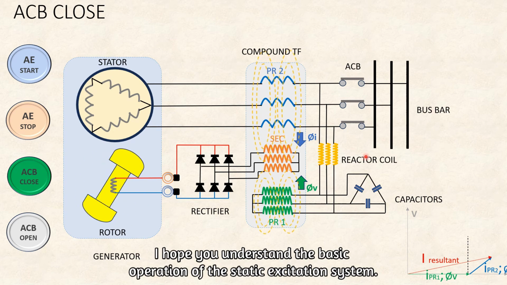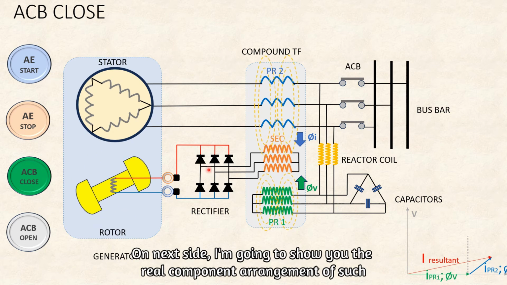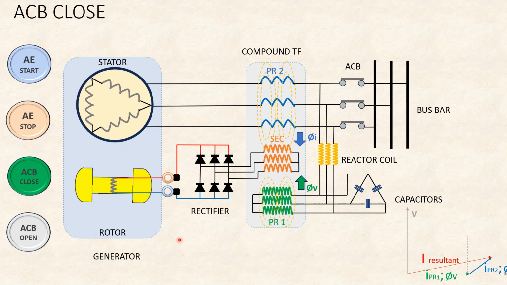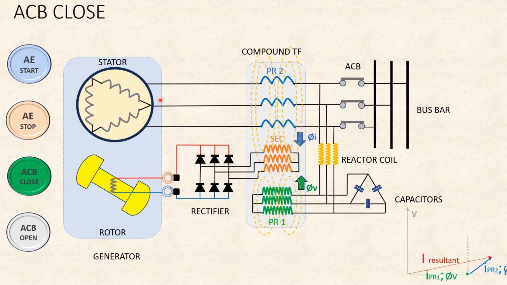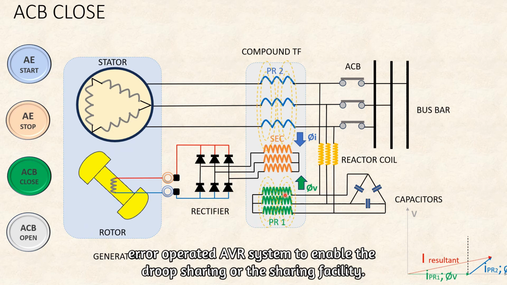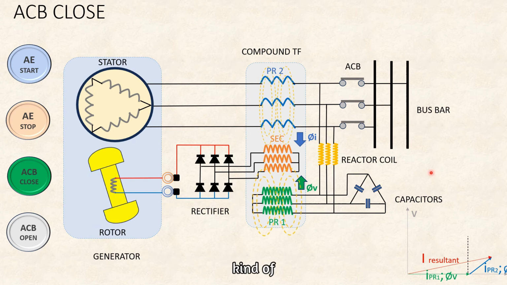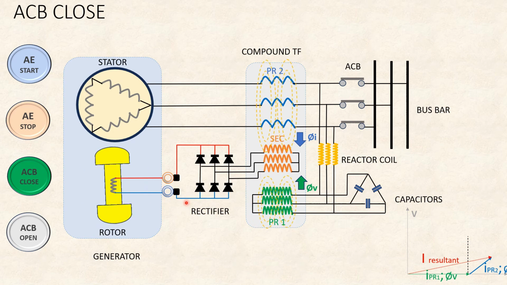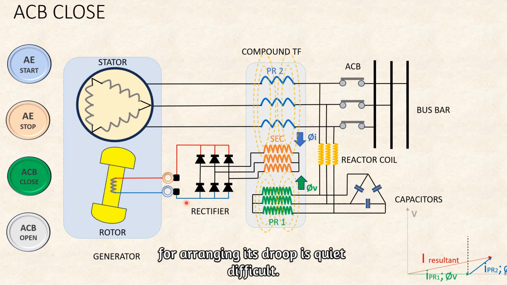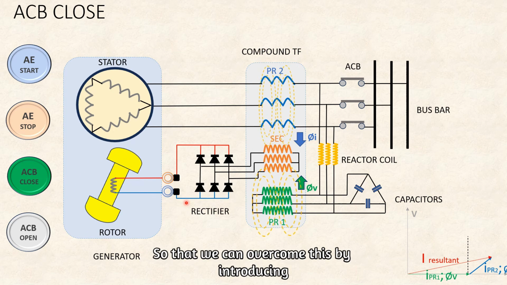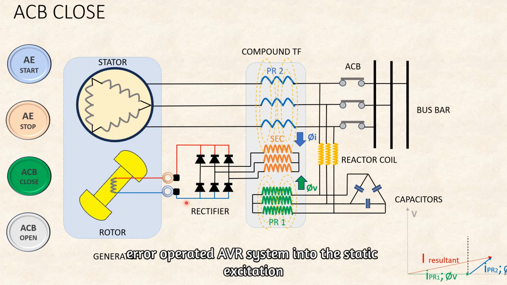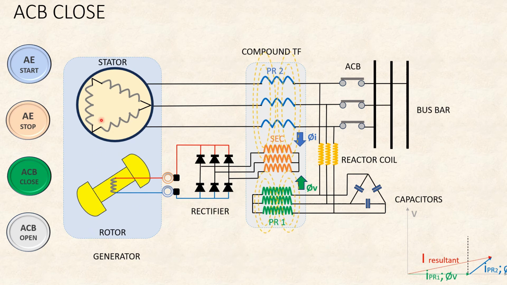I hope you understand the basic operation of the static excitation system. On the next slide, I'm going to show you the real component arrangement of such an AVR. In modern days, this AVR system, the excitation system, is combined with an error-operated AVR system to enable the group sharing or load sharing facility, because this kind of excitation system, for arranging its group, is quite difficult. So we can overcome this by introducing an error-operated AVR system into the static excitation system.